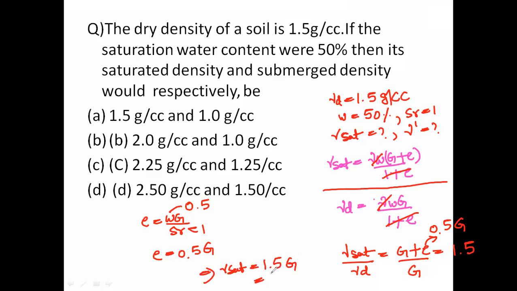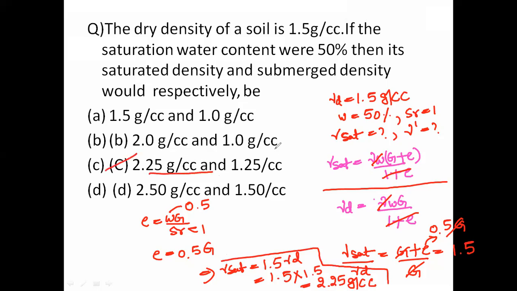G gets cancelled. So gamma sat is equal to 1.5 times gamma d, and gamma d is 1.5. So 1.5 times 1.5 is 2.25. So 2.25 gram per cc is the answer for this one. This is the final answer. Which option is it here? This is the only option we have. Therefore, option C is correct.